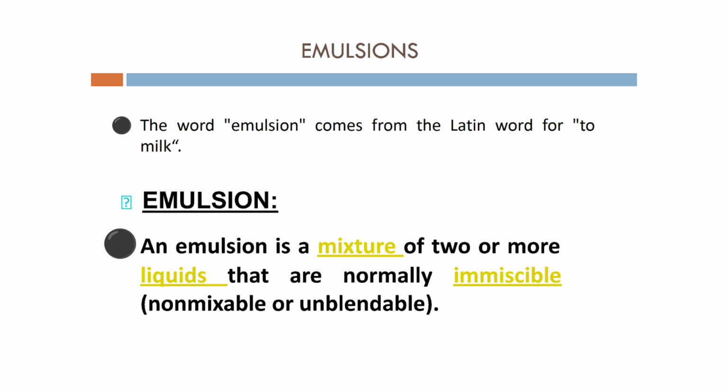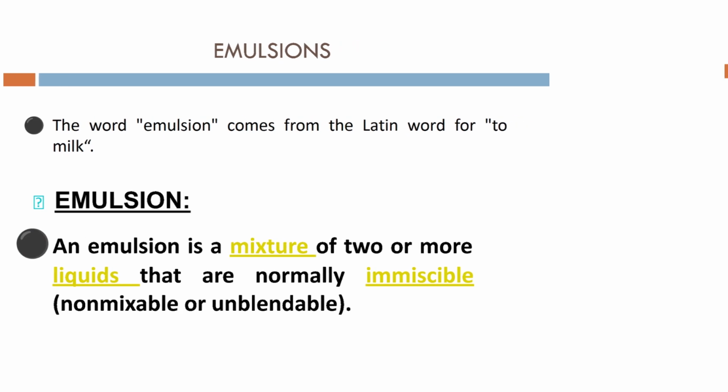So what exactly is an emulsion? An emulsion is a mixture of two or more liquids that are normally immiscible. Now, immiscible is just a scientific way of saying they don't mix or blend together. Think of oil and water. They famously separate. But in an emulsion, we force them to mix and stay mixed.